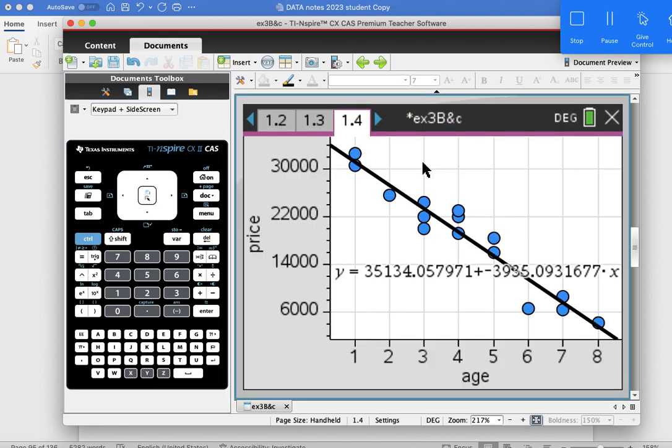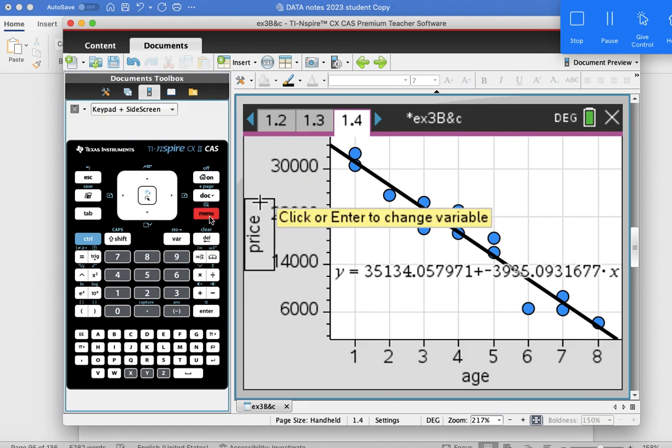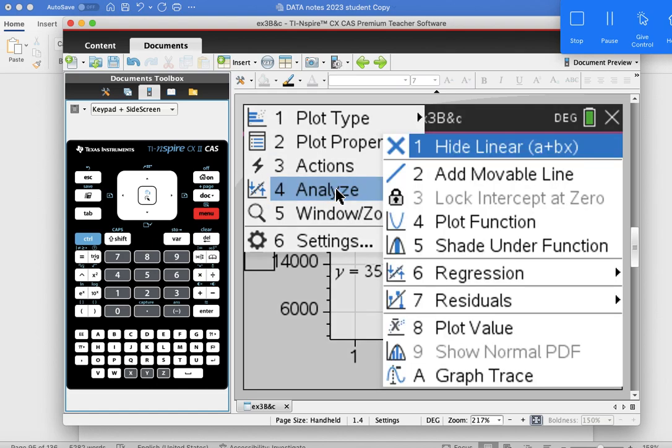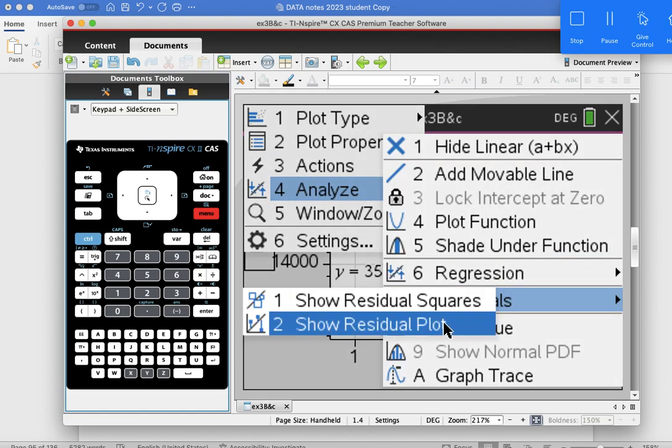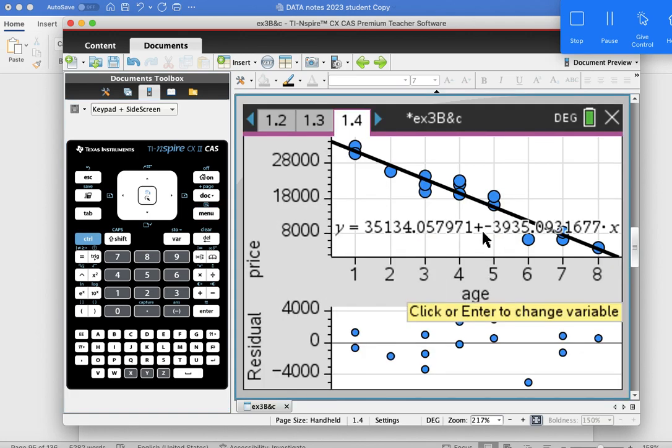Once you've done that, then you'll have the option to get the residual plot, which is menu, analyze, and see down here there's residuals. And the second one, show residual plot. And if you do it, it's got the original scatter plot up the top and this residual plot down the bottom. Now, it shows random. There's no little pattern in there. So I'm going to say this data was linear.